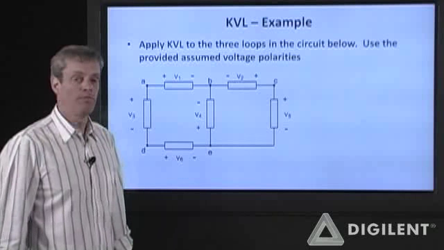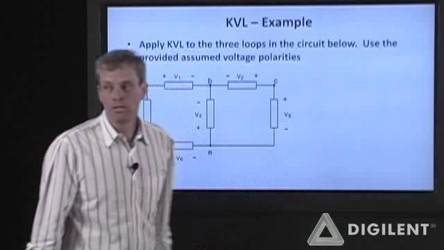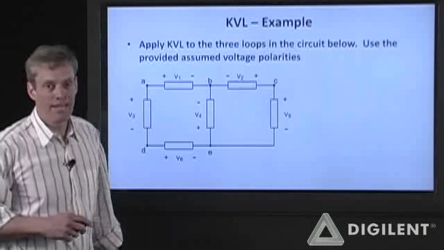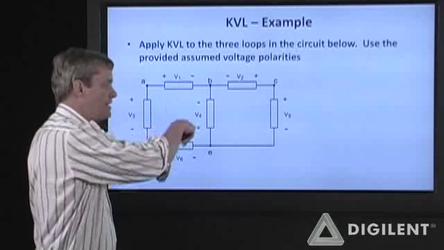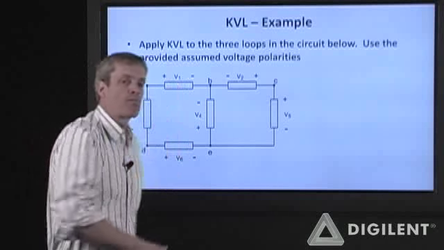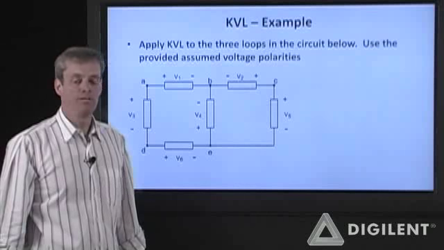Okay, I have an example for you. I want you to apply KVL to the 3 loops in this circuit using the assumed voltage polarity that I gave you. So I have one loop here, and one loop around the entire perimeter. So try that problem, come back. You can watch me do it in a couple of minutes.